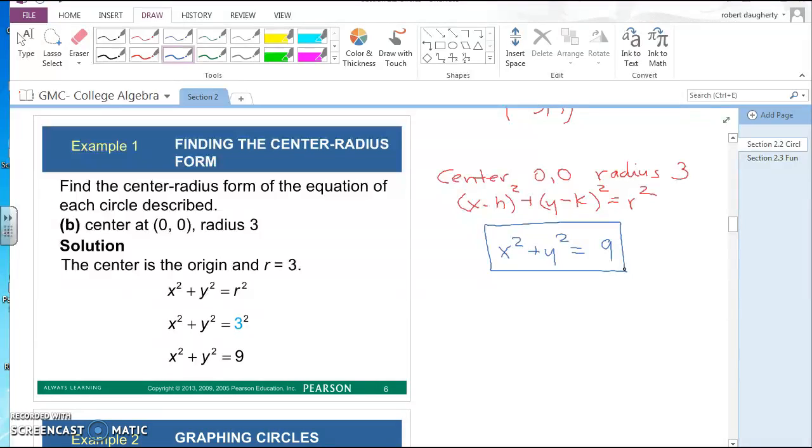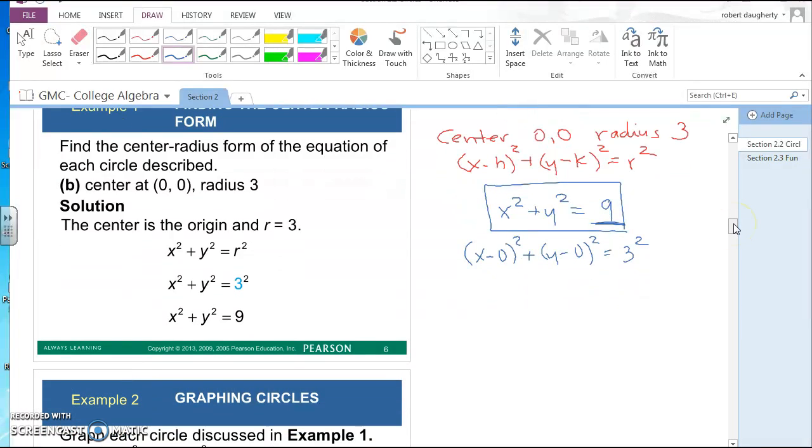So that's the equation that has a center at 0, 0 and a radius of 3. Keep in mind that would be (x - 0)² + (y - 0)² = 3². You just have to get used to the center (h, k), and then on the right side of the equal sign, the radius is some number squared. So the radius is the square root of whatever number. When I look at the 9, my radius is not 9, my radius is 3.